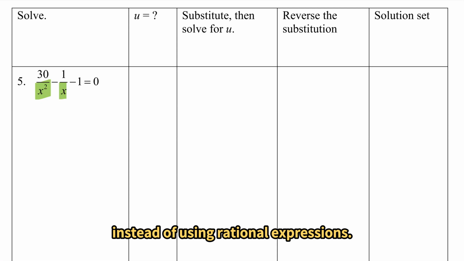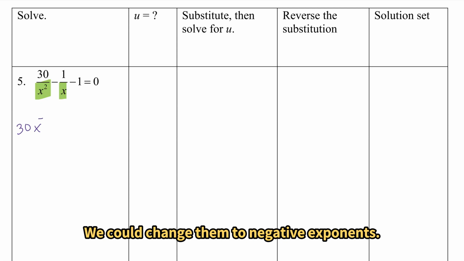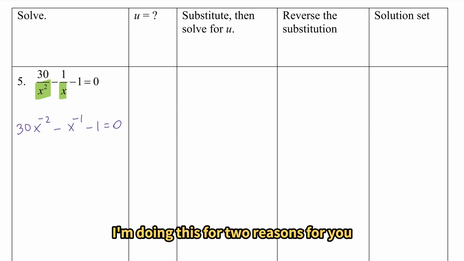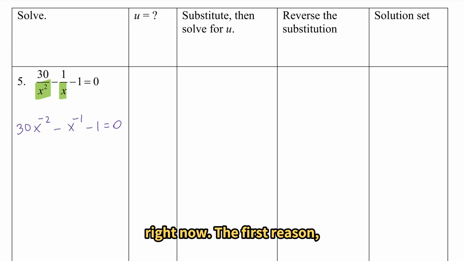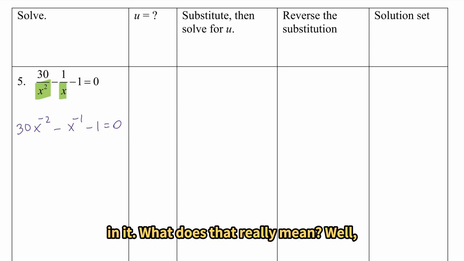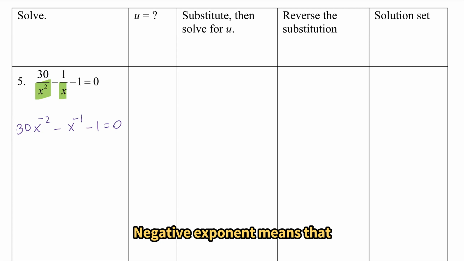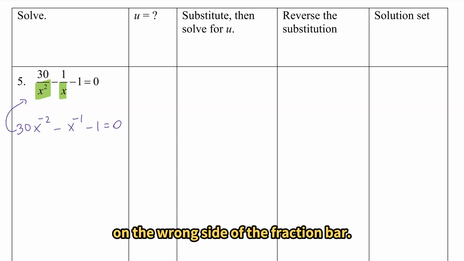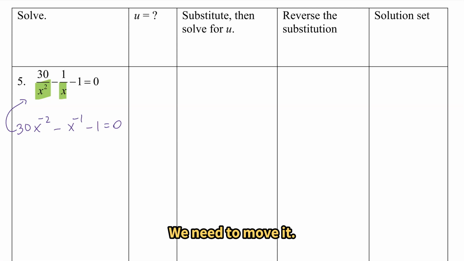Instead of using rational expressions, we could change them to negative exponents. And I'm doing this for 2 reasons for you right now. The first reason, you could have an equation with negative exponents in it. What does that really mean? Well, negative exponents means that I have rational expressions. The negative exponent is on the wrong side of the fraction bar, and we need to move it.